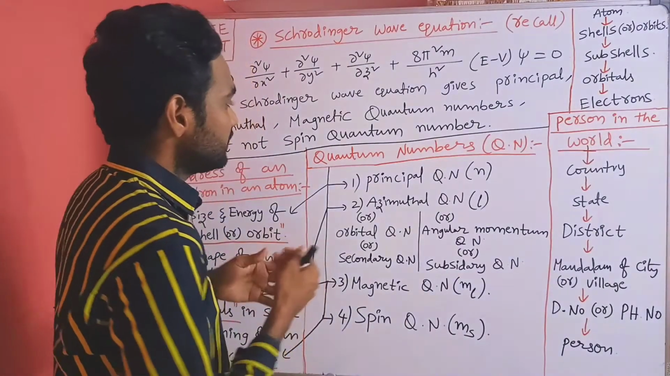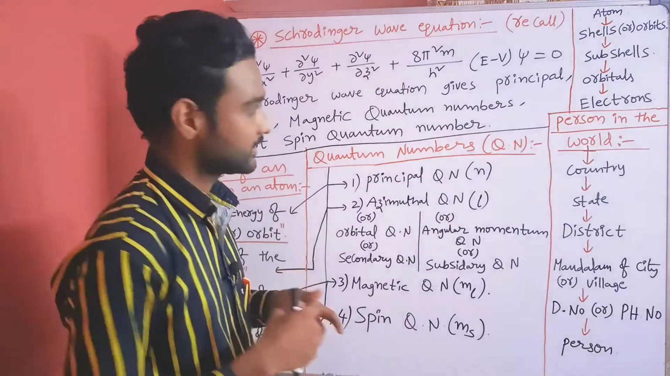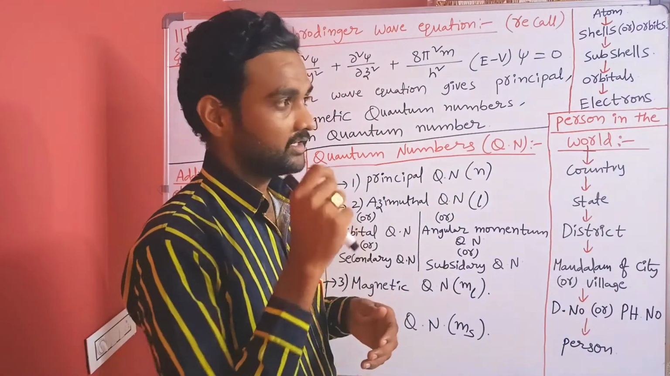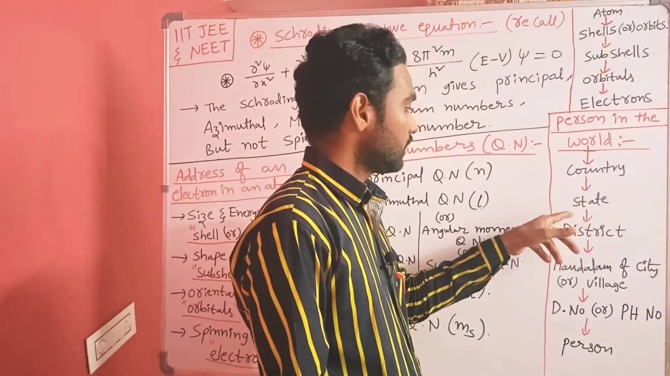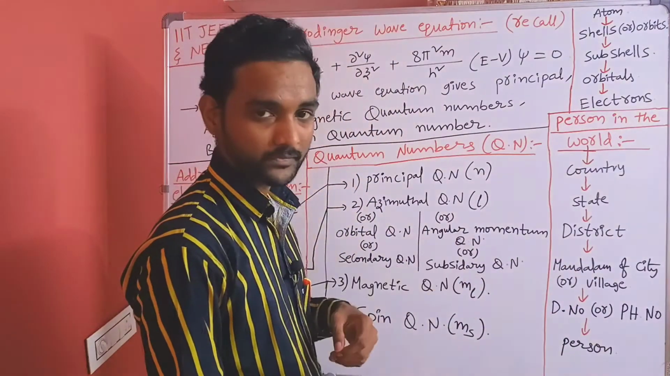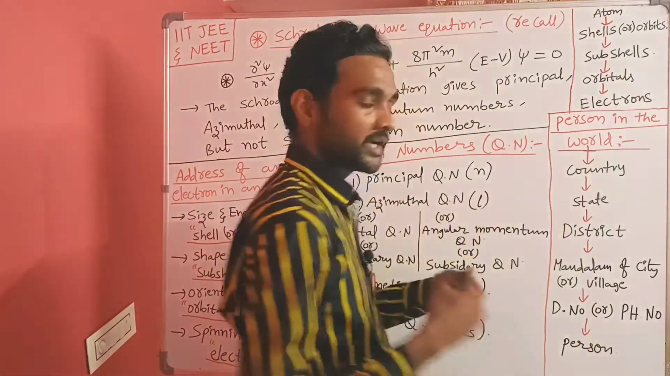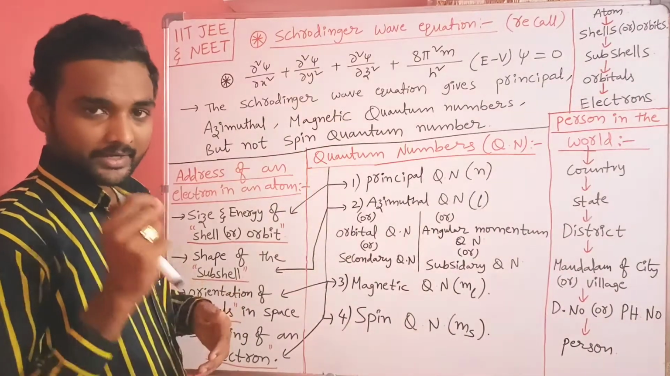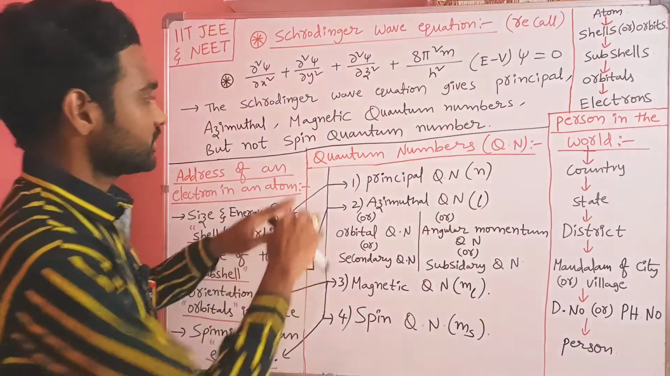Now, what is the definition of quantum numbers? To understand it, let me first explain a small example. Suppose there is one person in the world and I want to find that person's exact location. For that I need some things. First I want his country name, then his state name, then his district name, then his mandal or city or village name. After that I want his door number or phone number, and then I can meet the person. So for meeting a particular person in the world, we need some things. Similarly, to locate an electron in an atom, that is, the address of an electron in an atom, we need some things. Those are called quantum numbers.